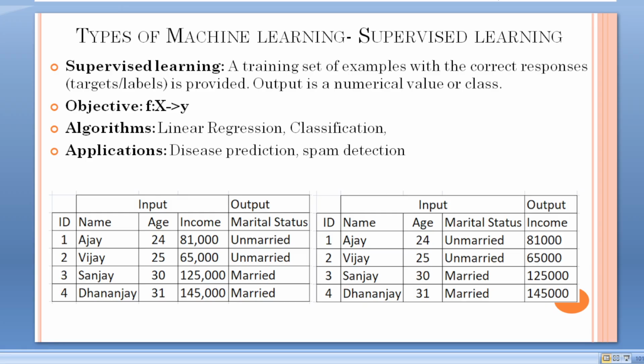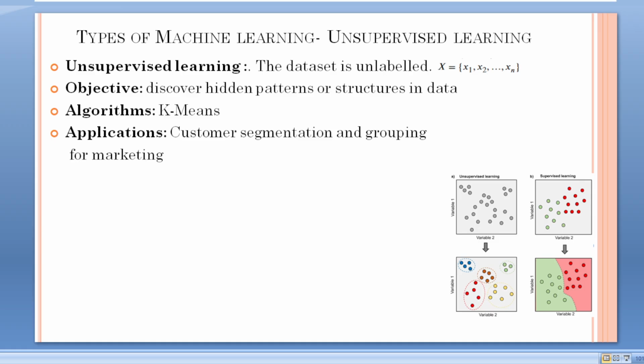The second type of machine learning is unsupervised learning. In unsupervised learning, we have no responses or targets or labels. They are not at all provided, but instead the algorithm tries to identify similarities between the inputs so that inputs that have something in common are categorized together. So we can say that the data set is unlabeled.